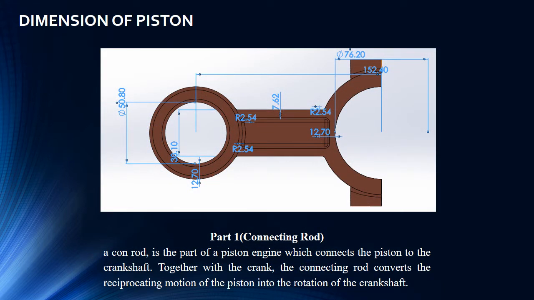In our assignment, the piston is divided into 4 parts. Part 1 is the connecting rod. It is the part of the piston engine which connects the piston to the crankshaft. Together with the crank, the connecting rod converts the reciprocating motion of the piston into rotational motion of the crankshaft.